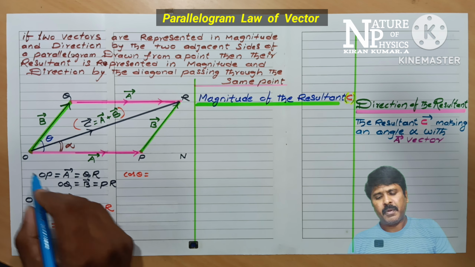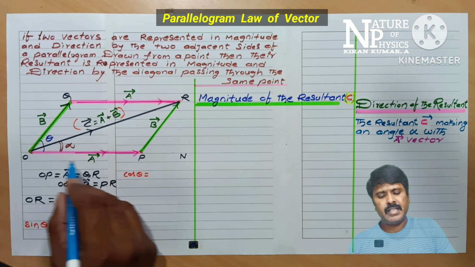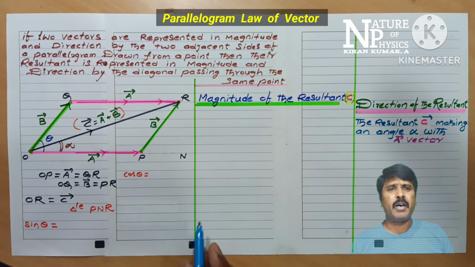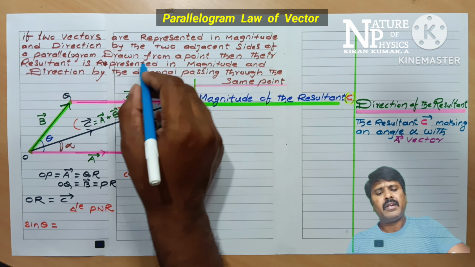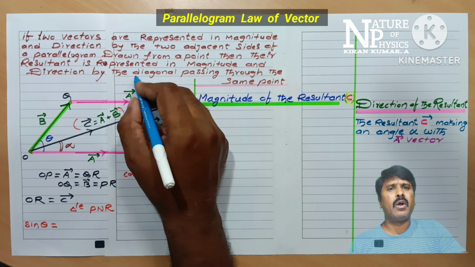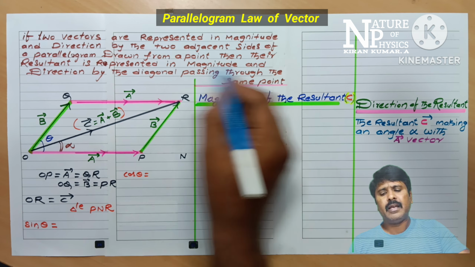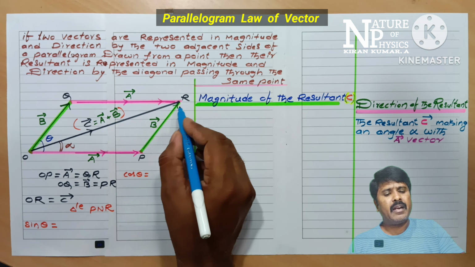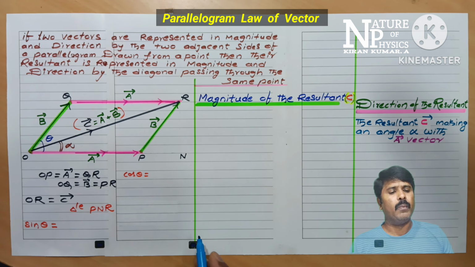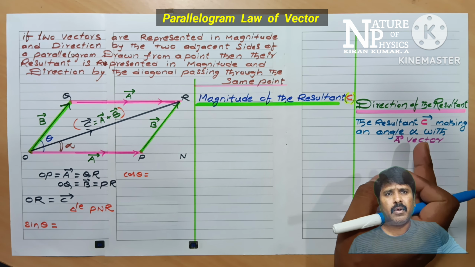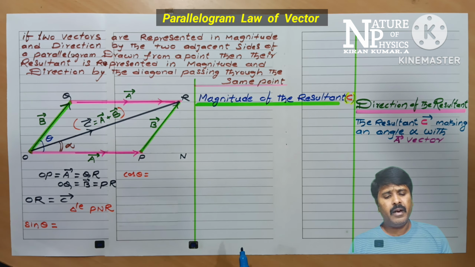See, two vectors are represented here, A bar and B bar, as the adjacent sides of the parallelogram, and their resultant is C bar. C bar is equal to A bar plus B bar. So if two vectors are represented in magnitude and direction by the two adjacent sides of a parallelogram drawn from a point O, then their resultant is represented in both magnitude and direction by the diagonal of the parallelogram passing through the same point O. See, student, in the parallelogram law of vectors we will find both the magnitude and direction of the resultant of the A bar and B bar vectors.